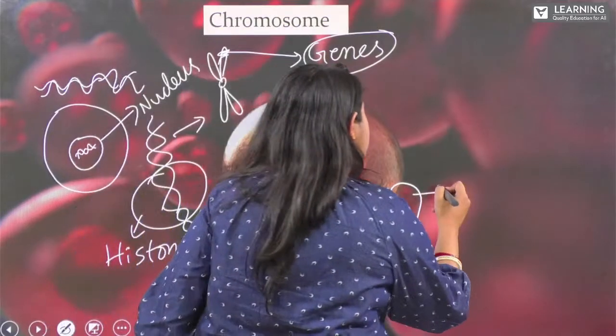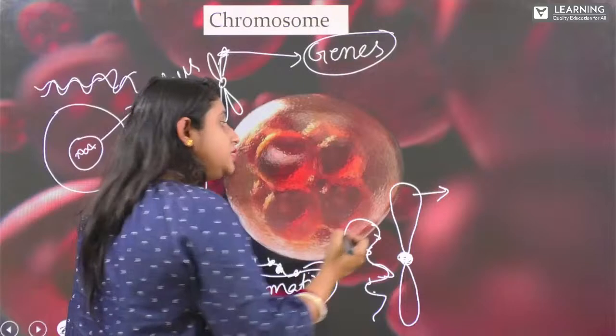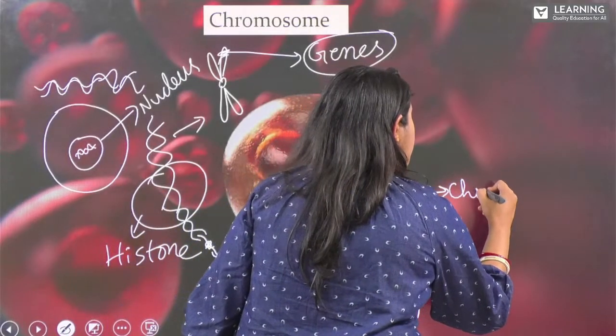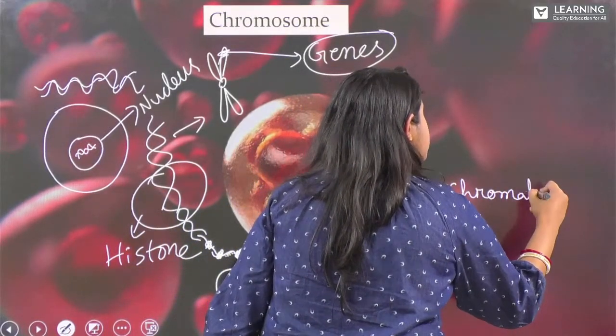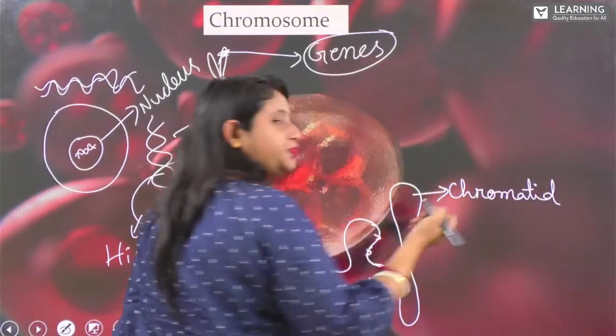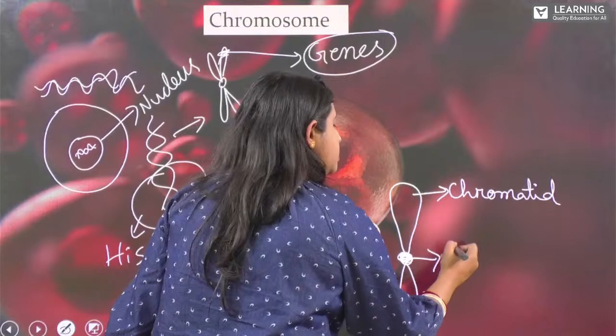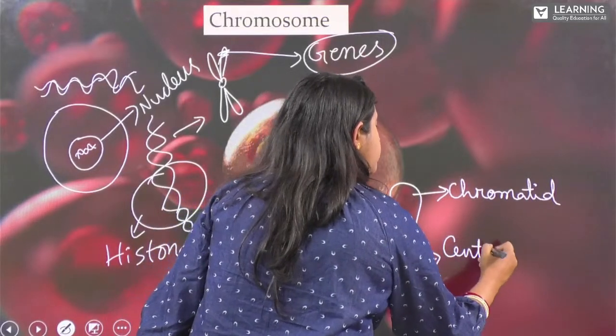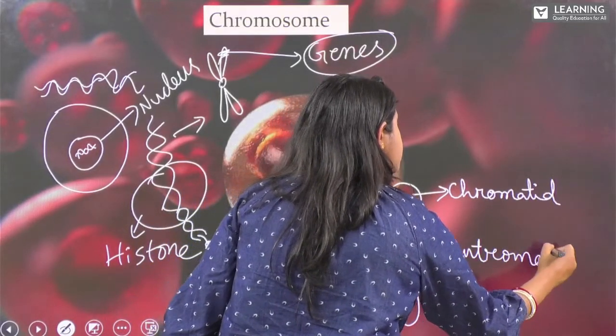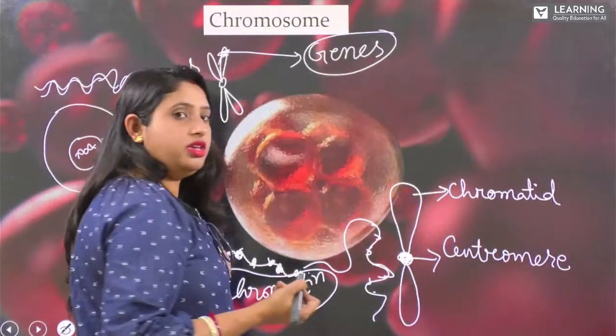Now what is this? This is known as a chromatid. This is also a chromatid. And what is this? This is known as the centromere.